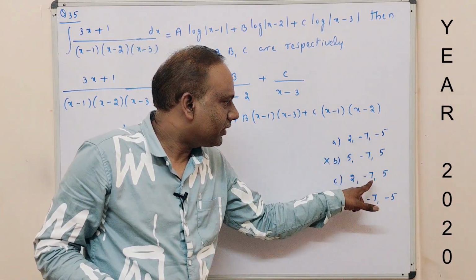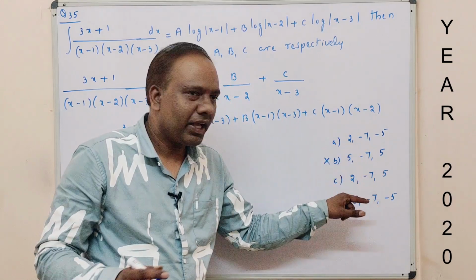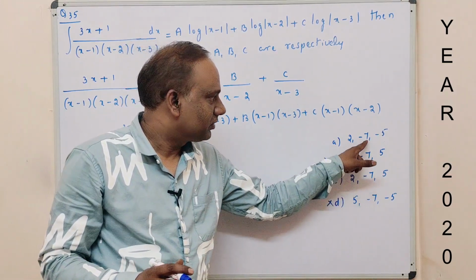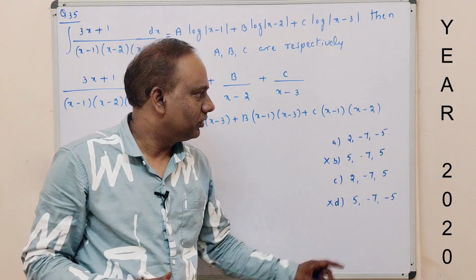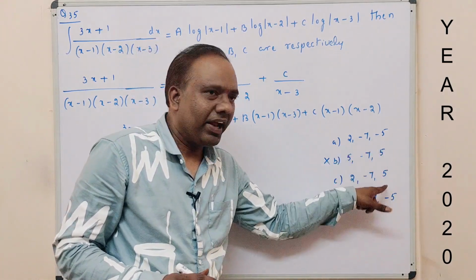This is minus 7 and this is minus 7. They have given both the same values. That means this is actually the b value. Now you can try for the c value.